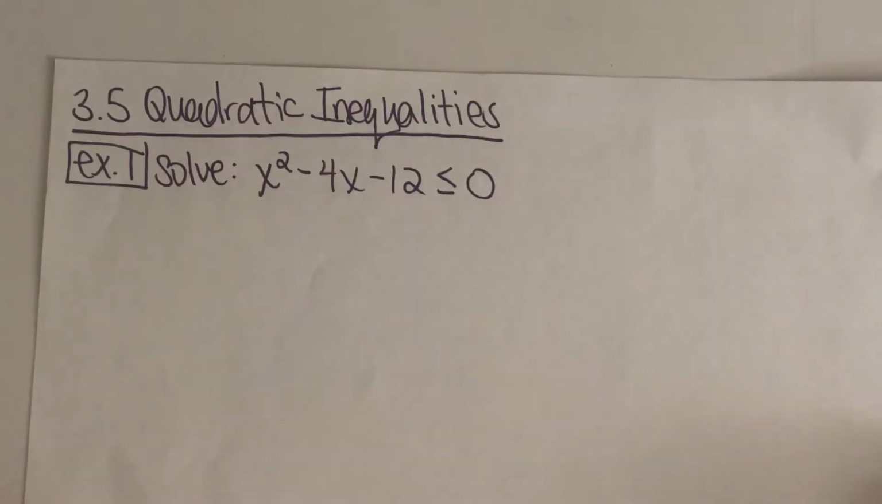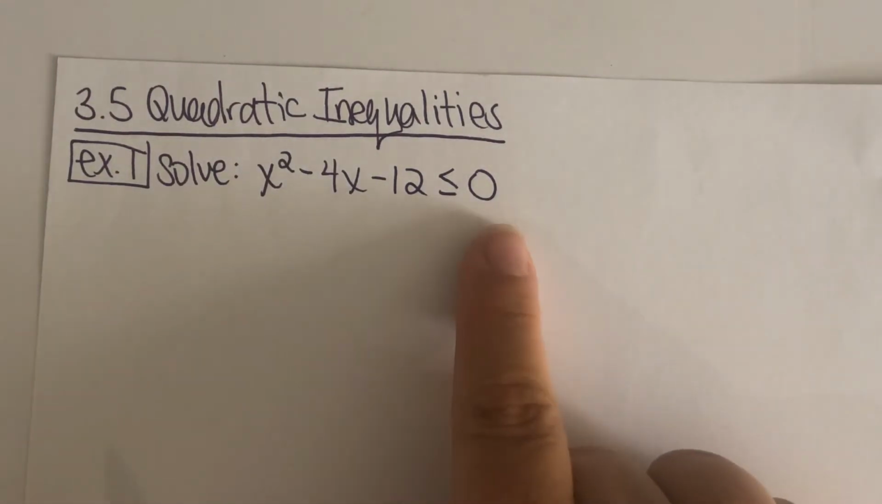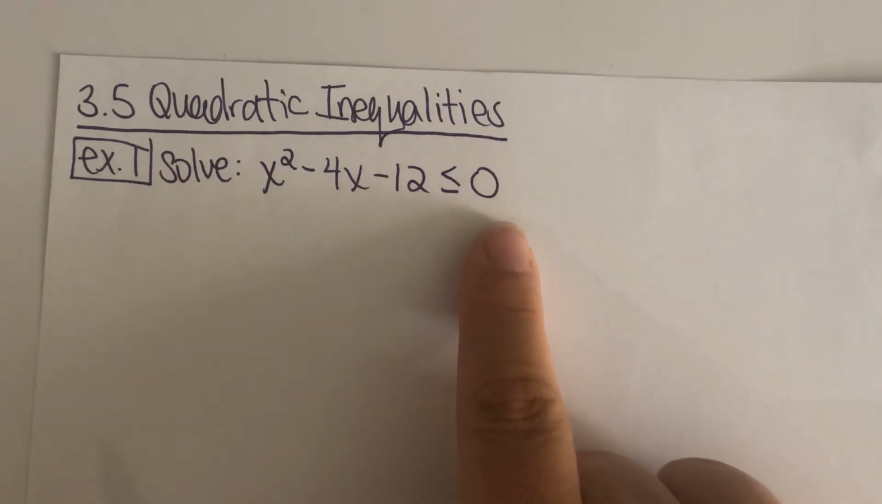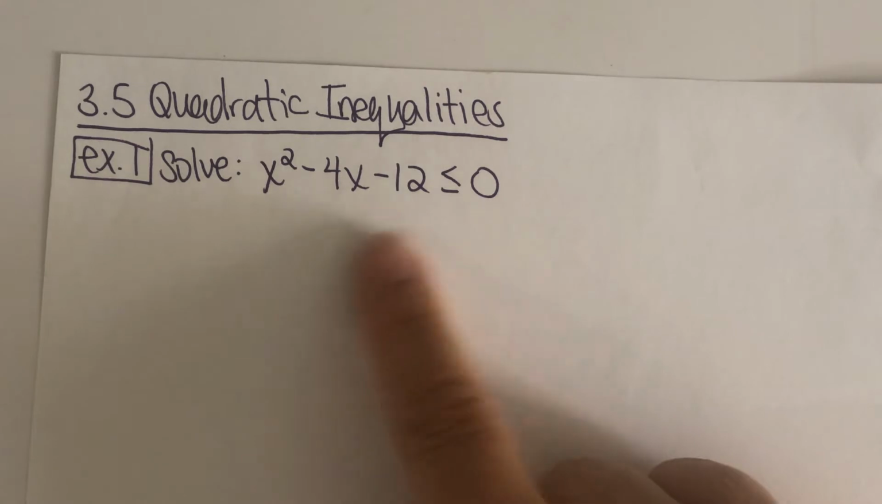Okay, now the first thing is we need to have one side of the inequality be 0. So a lot of the problems on the homework, you're going to have to move some stuff around so that one side of the inequality is 0, okay? Once you get it set up like that, this is now in standard form and we can factor. So yay, more practice with factoring.